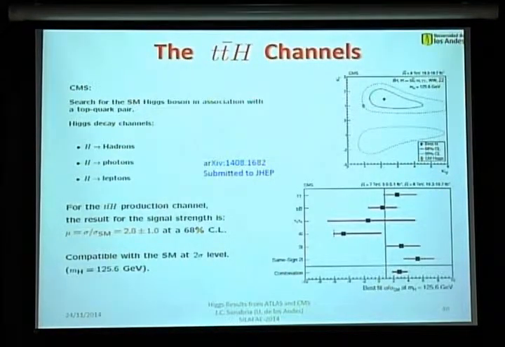So here we have results from CMS. CMS looks at the Higgs in the hadron, photon, and lepton channels, and comes up with a value for the strength of the signal that is 2.8 plus or minus 1.0, which is compatible with the standard model at the 2 sigma level. That's one way to put it. Someone else could call it a fluctuation.